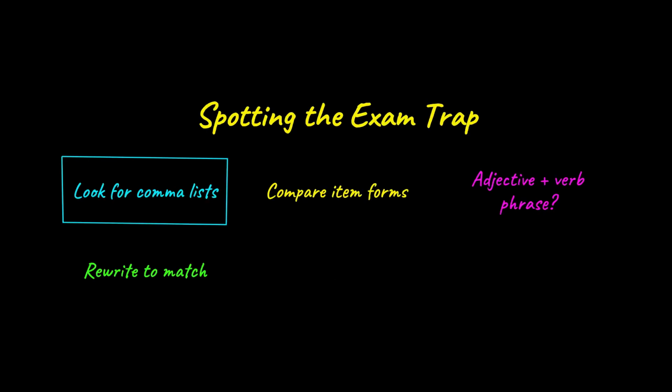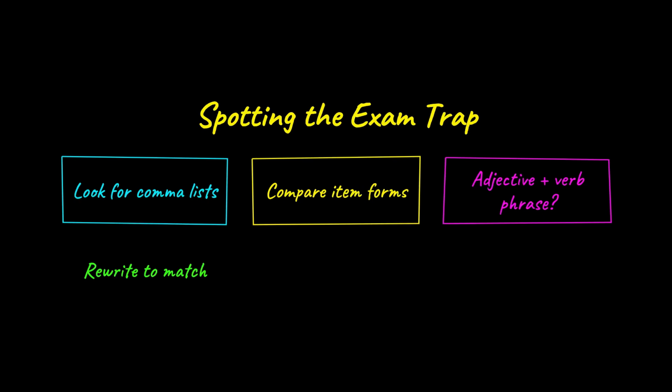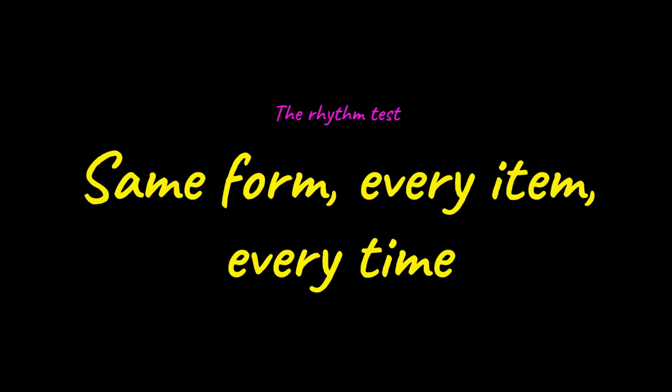When reviewing a sentence, look for any list of three or more items separated by commas with a final and or or. Compare the grammatical form of each item. If one item is a verb phrase where the others are adjectives, that's the error, and the fix is to rewrite so all items share the same category. Parallelism feels natural because the brain processes a repeating pattern automatically. Non-parallelism feels jarring because the brain has to reset mid-sentence. Keeping all items in the same grammatical category restores both rhythm and clarity.